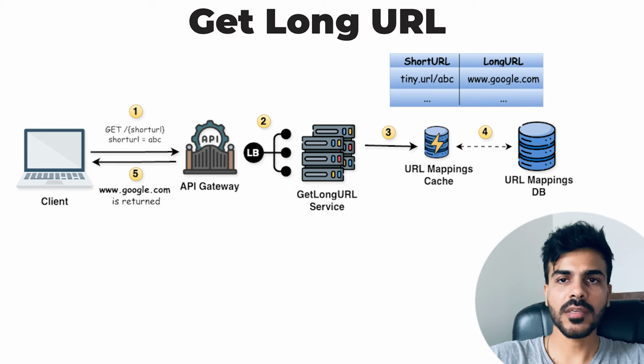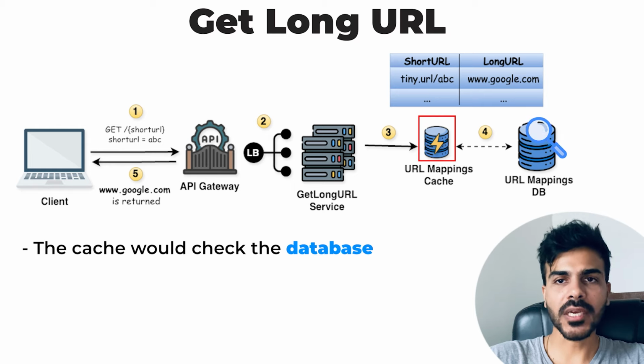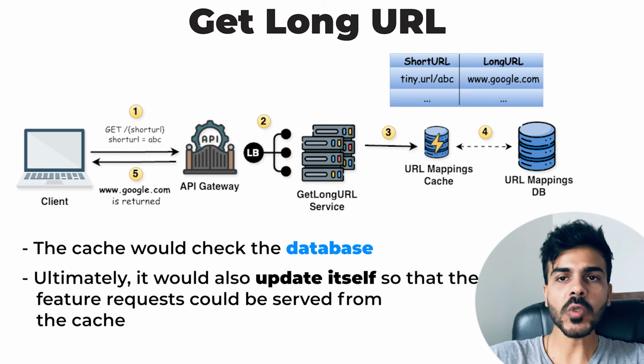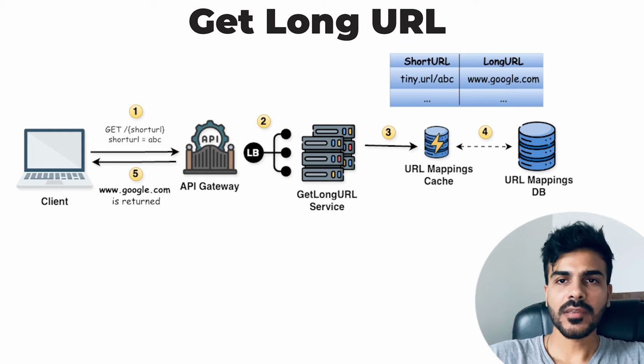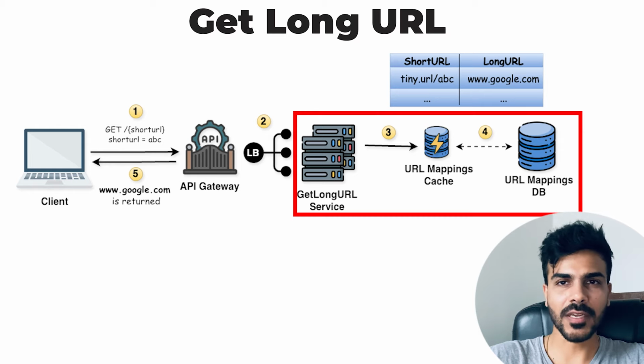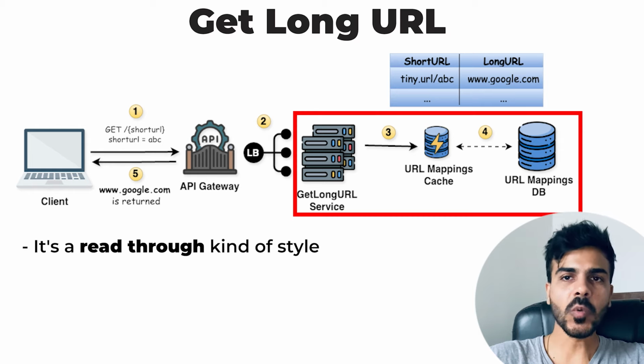If it does not, then the cache would check the database and would then fetch the record from the database. Ultimately, it would also update itself so that future requests could be served from the cache without the need to go to the database. Now, this mechanism that I have described and this part of the diagram effectively, it's a read-through kind of style or a read-through mechanism.